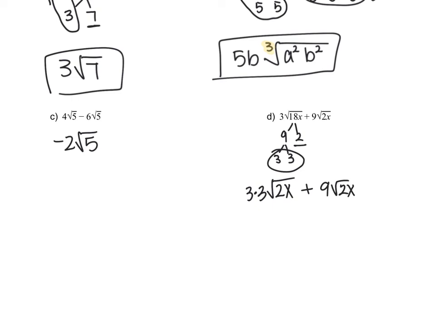So now I'm going to do 3 times 3, which is going to give us 9 square root 2x, and then plus 9 square root 2x. So now they are like radicals, and I can just add the numbers in front. So 9 plus 9 is 18 square root 2x.